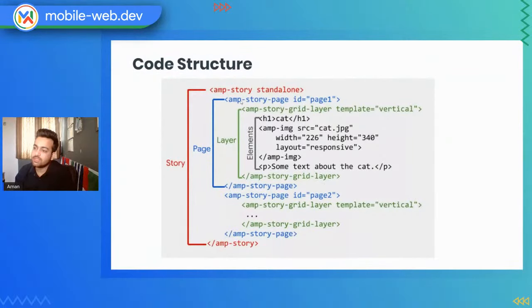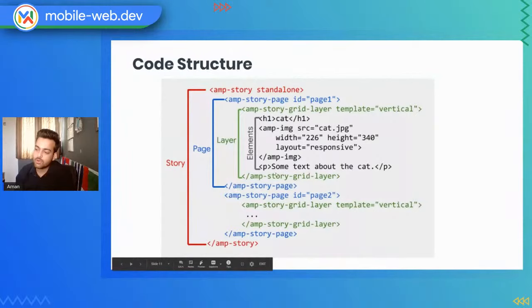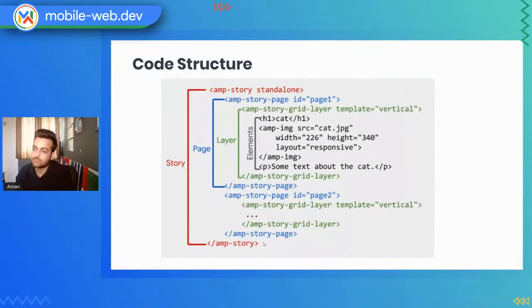Then within each page you have various layers, and you can have multiple layers. You can stack layers over layers with different CSS properties and templates, whatever you want to use. And then within each layer you have various elements. So this is the main schema, the structure of how AMP story code looks. And after you code everything like this, then comes the final look of the AMP story.